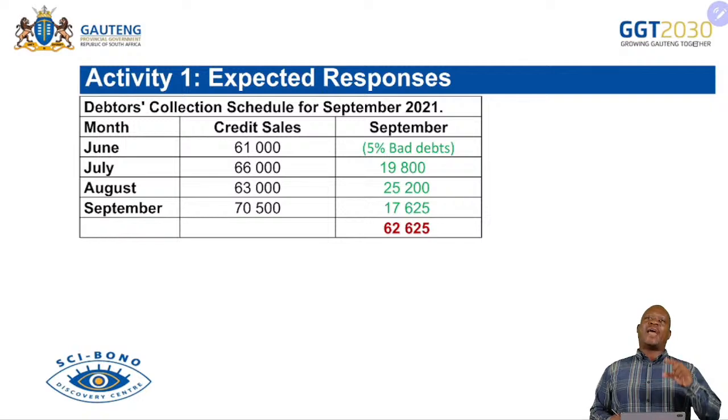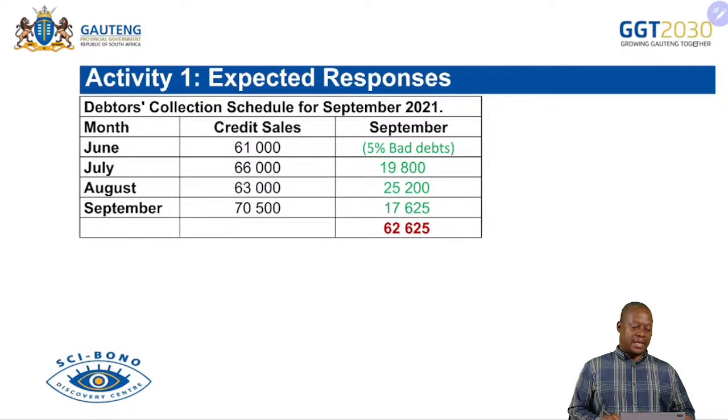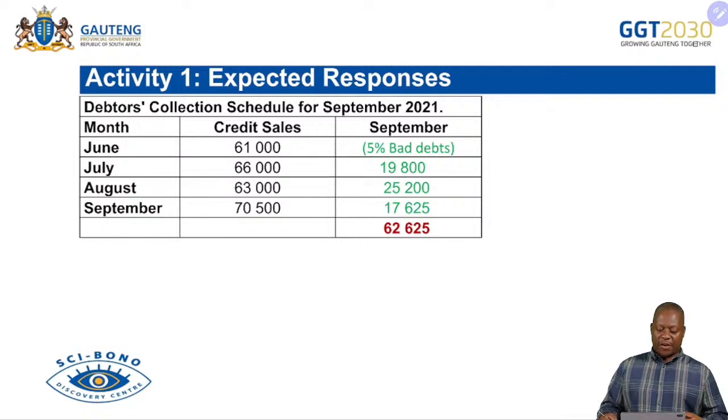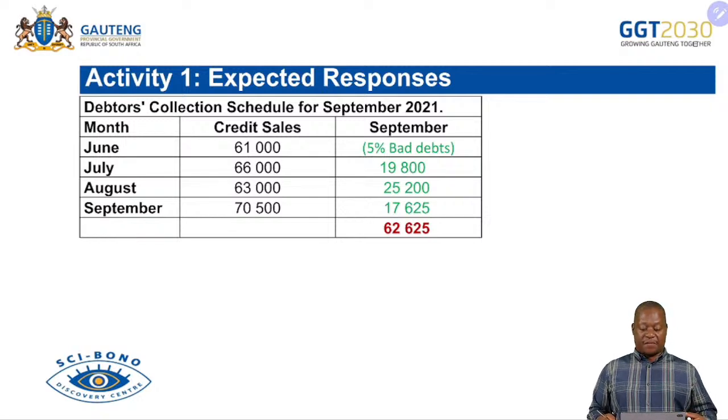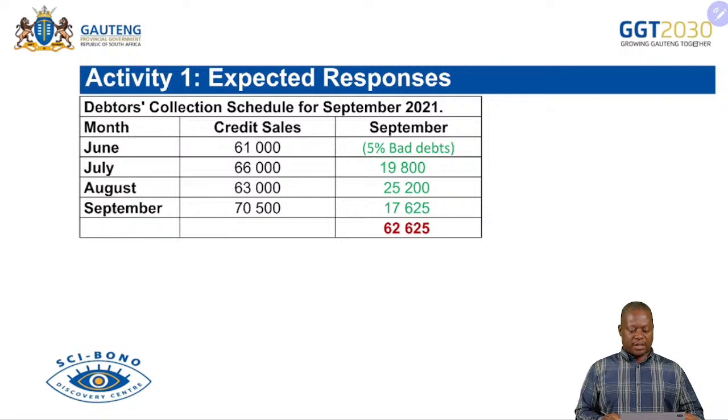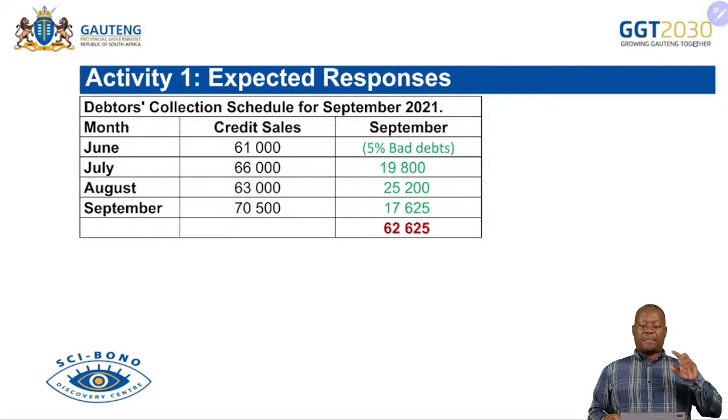We are going to add those three collections. I'll repeat, the three collections, because bad debt is not a collection. So we add 19,800 plus 25,200 plus 17,625 to get a total of 62,625. That is the amount we are expecting to collect in the month of September.